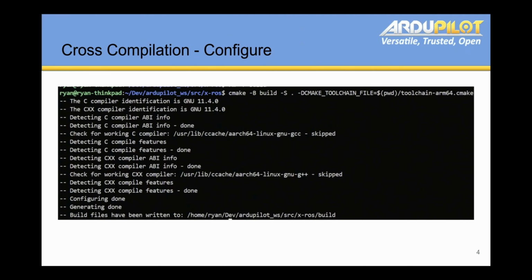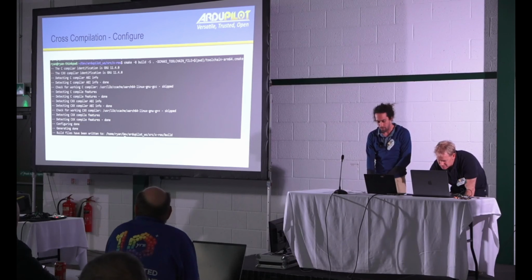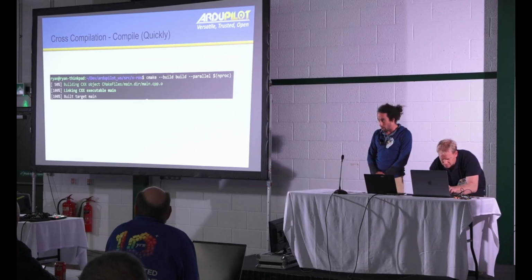The first is to configure, and as part of that repo is a toolchain file that sets up all the things necessary for cross-compiling. So this basically finds all the dependencies for your application and sets up all the files for the system. Now here's the cool part.